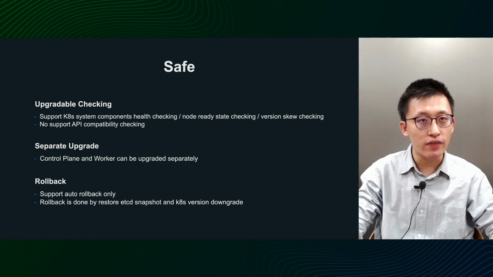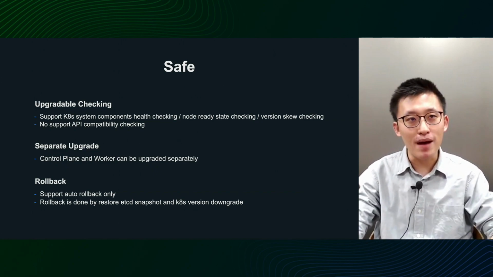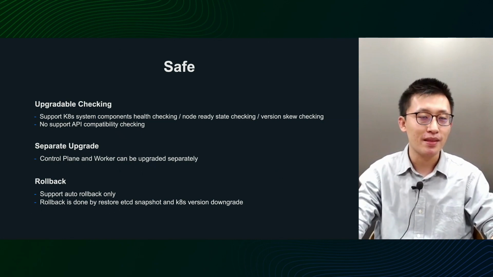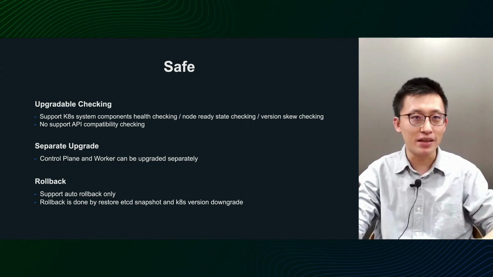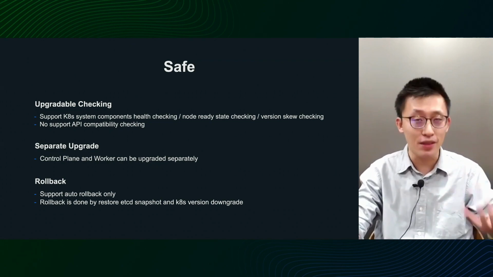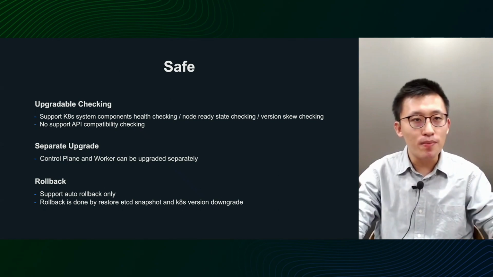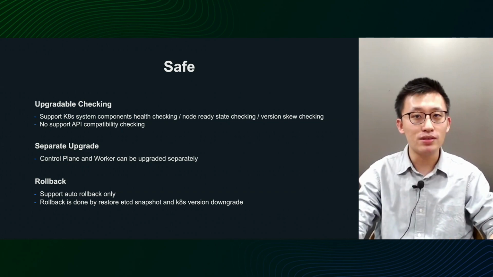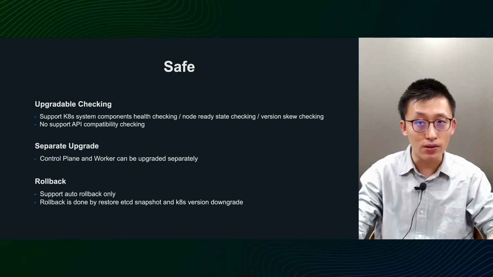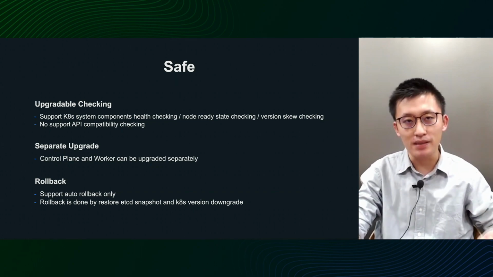For the separate upgrade feature, Kubeadm not only supports upgrading the control plane and workers separately, but also supports upgrading multiple nodes with a single role separately. For example, it can support upgrading control plane nodes one by one manually, even if we have a bunch of control plane nodes in the specific Kubernetes cluster. For the cluster rollback, Kubeadm only supports the automatic rollback mechanism, not the manual rollback. The automatic rollback process is triggered when some error happens during the upgrade.